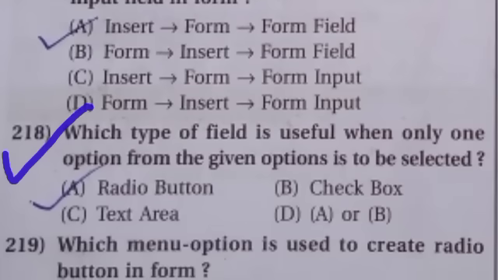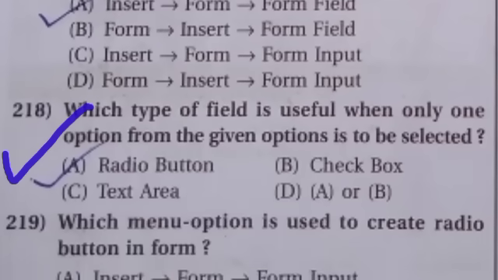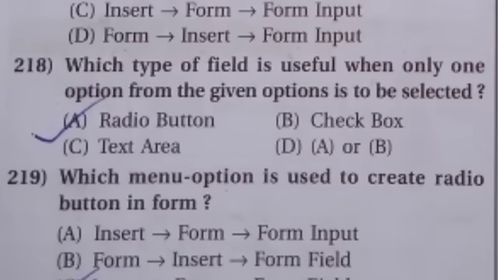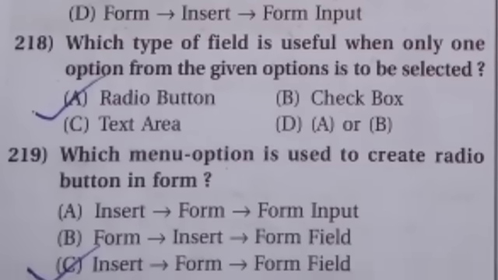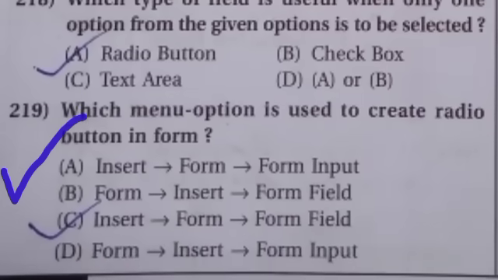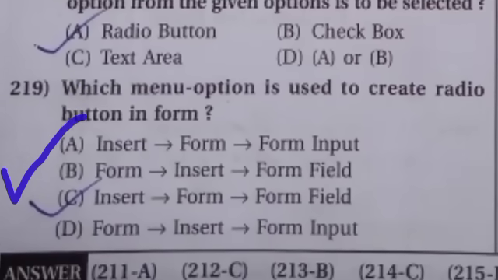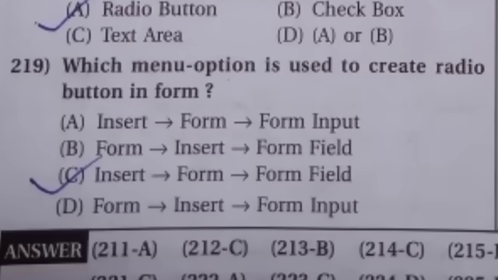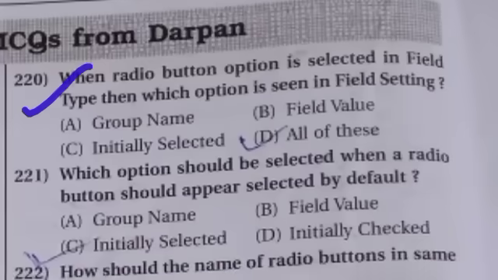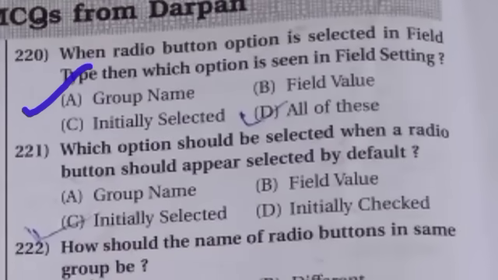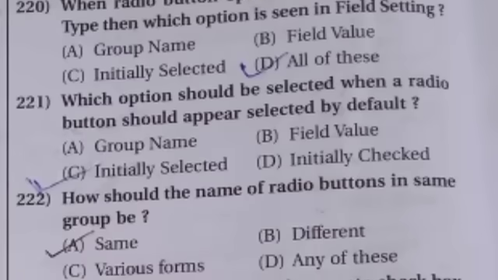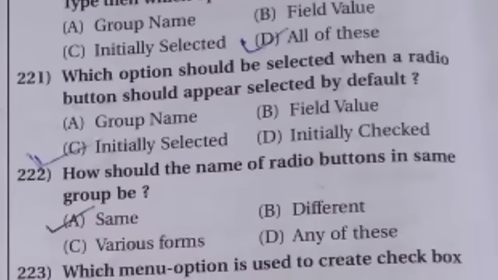Which type of field is useful when only one option from the given options is to be selected? A, answer is radio button. Which menu option is used to create a radio button in form? Answer is C, insert form field. When radio button option is selected in field types, then which option is seen in field setting? D, answer is all of this.